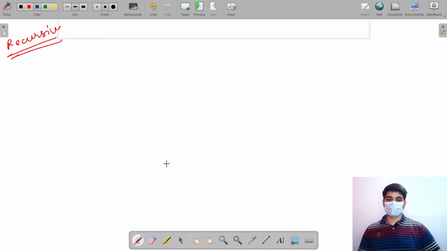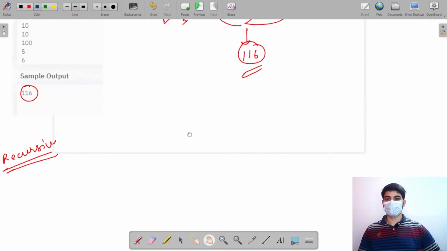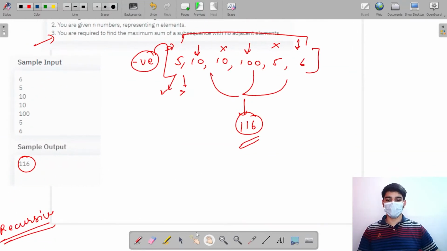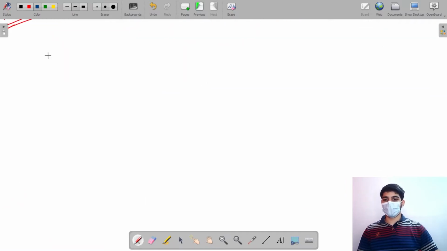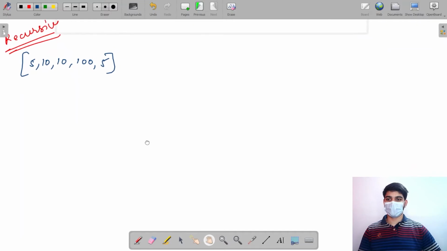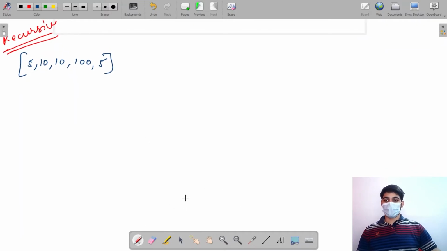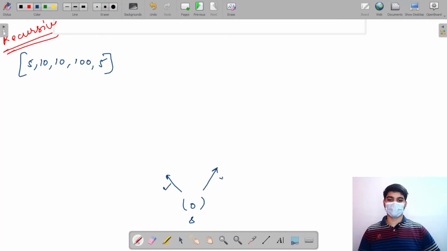So let's take an example of a similar input, and let's reduce the input to 5, 10, 10, 100, and 5 again, right? So for my input 5, 10, 10, 100, and 5, if I draw the recursive tree for this particular input, the very first level, let's suppose I am having choices for 5. My current summation would be 0, right? So if I include 5 or if I exclude 5, let's talk about this.